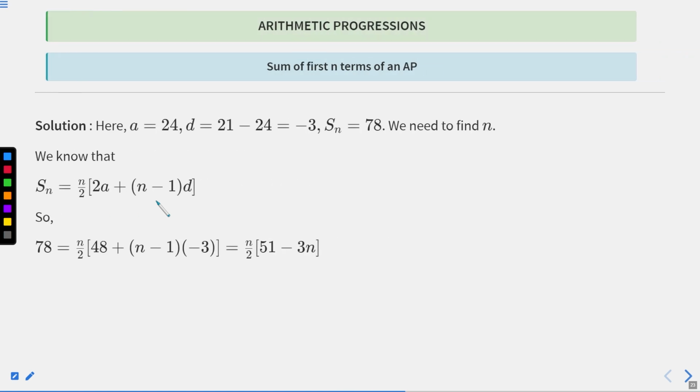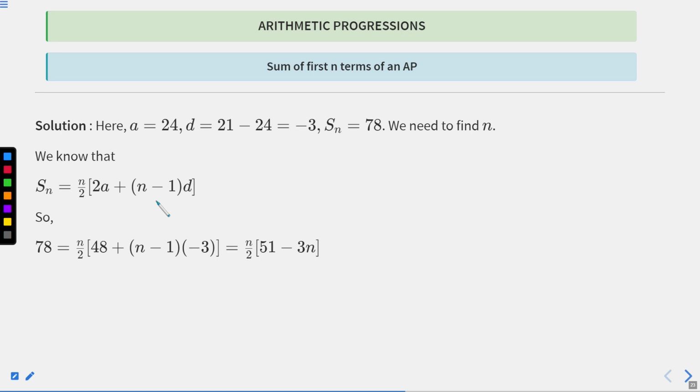So here we are given a is equal to 24 and the common difference d is equal to 21 minus 24, that is equal to minus 3. We let the number of terms be n, the sum of n terms Sn is equal to 78, and we need to find the value of n. We know that the sum of the first n terms of an AP is Sn equal to n by 2 times 2a plus n minus 1 times common difference d. So here we consider Sn equal to 78.